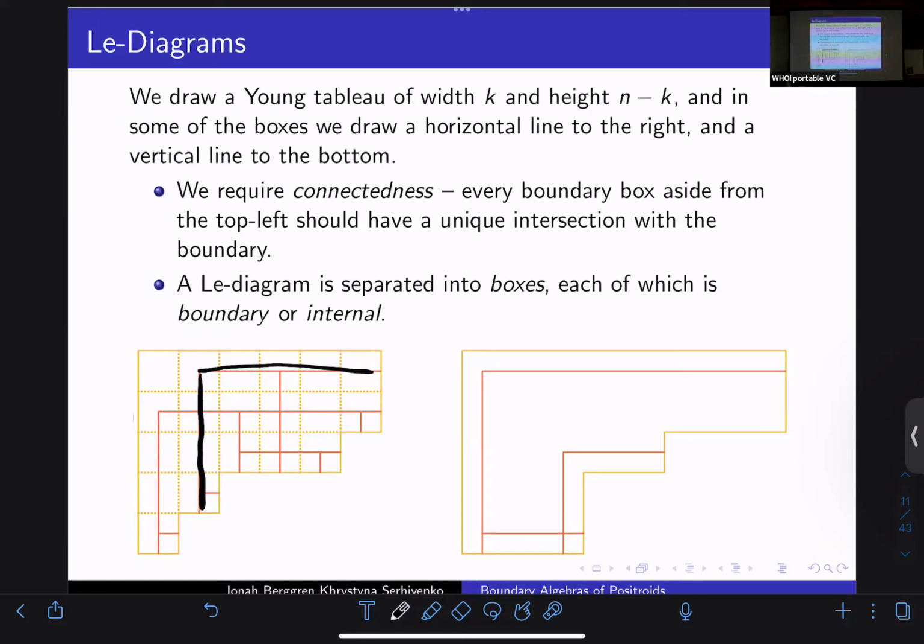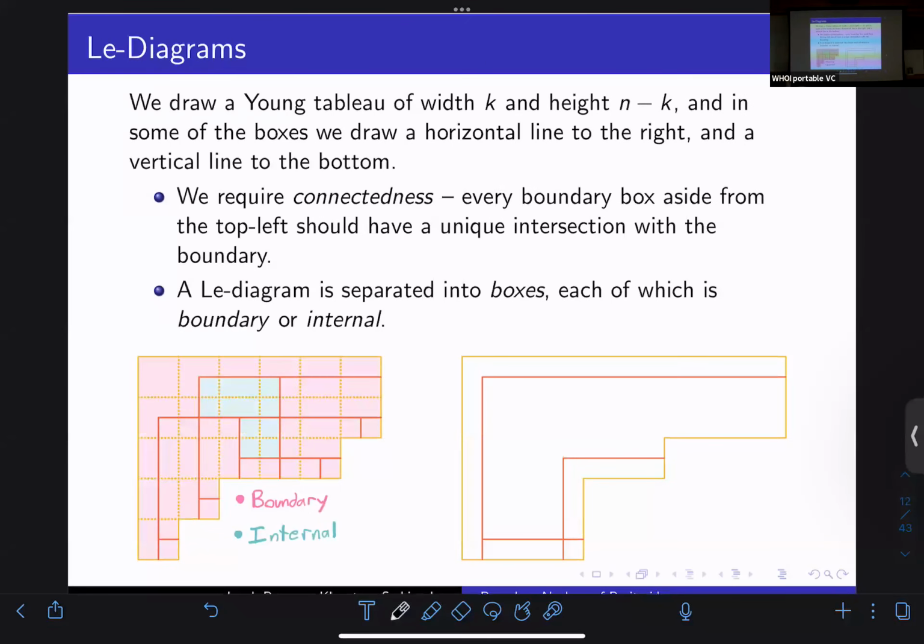We want nice Le diagrams where the boxes are not uber big. This box is too big because it hogs the boundary. It touches the boundary in more than just one place. Whereas in this model on the left, all of these only touch the boundary in one place, except for the top left box, which is always greedy. We can't do anything about that. So we like the one on the left. We don't like the one on the right. Some of these boxes are internal. Some of them are boundary.